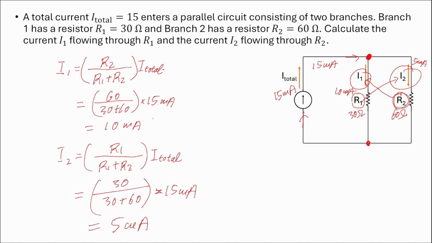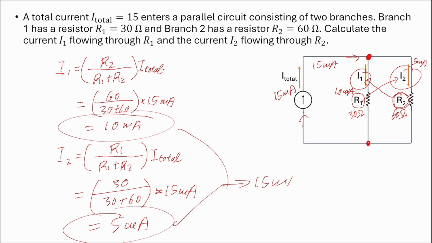So the sum of I1 and I2 must equal 15. And it also makes sense because I1 is passing through a low resistance. This is 30 ohm, therefore the current is higher. I2 passes through R2, which has a higher resistance, so the current will be 5 milliamp, which is lower. So in a parallel circuit, because they have the same voltage, the higher the resistance, the lower the current.